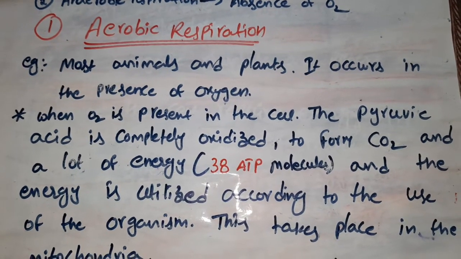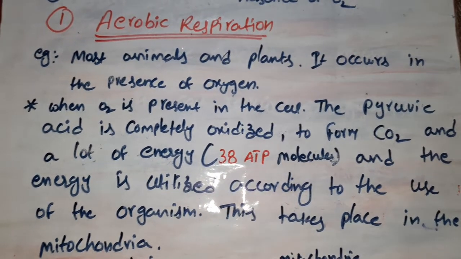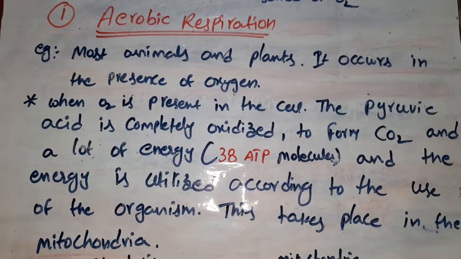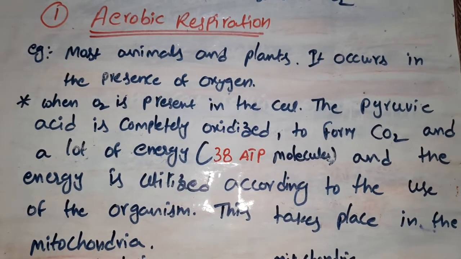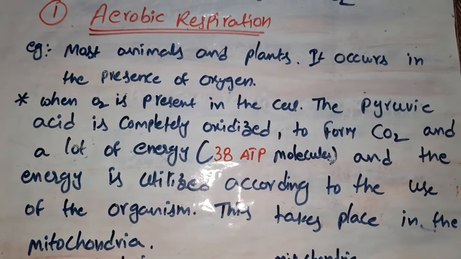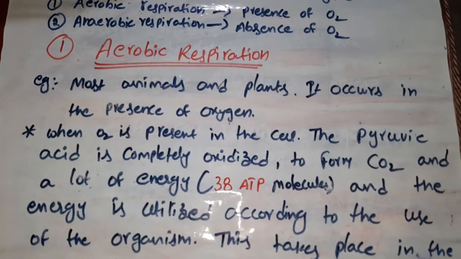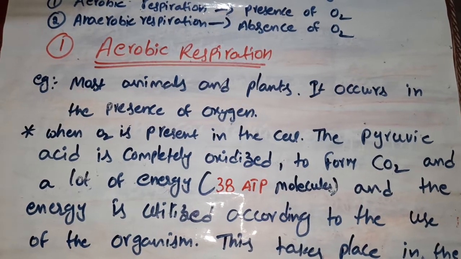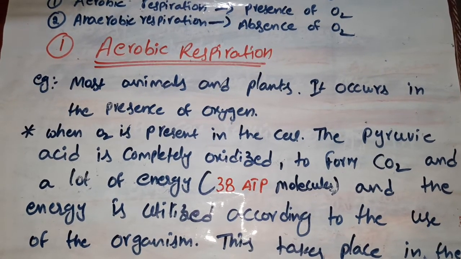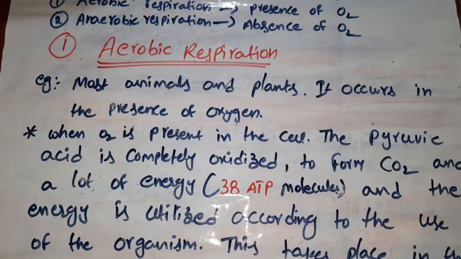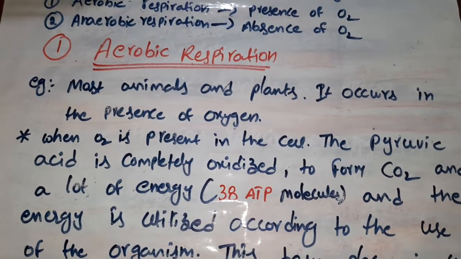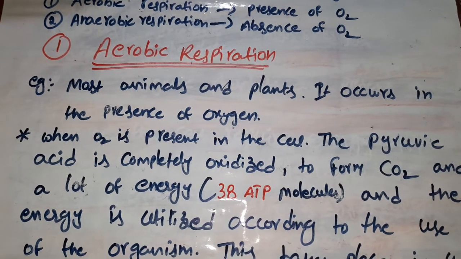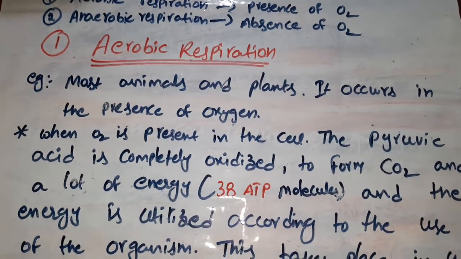First topic, aerobic respiration. For example, most animals and plants respire in the presence of oxygen. Yes or no, students? Respiration occurs in all plants and animals. Animals take in oxygen and release carbon dioxide, opposite to plants, which take in carbon dioxide and release oxygen. So respiration occurs in both animals and plants, right?